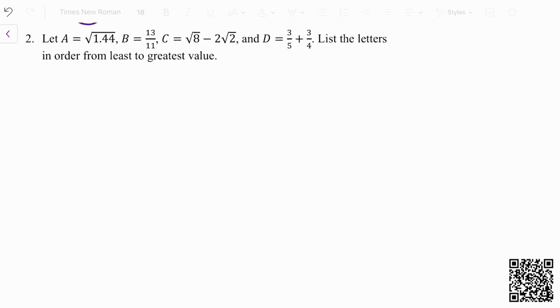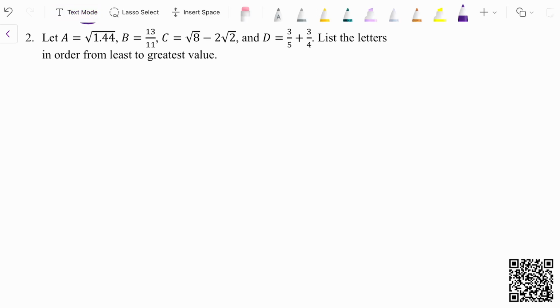Moving on to problem number 2. Let A be equivalent to this, B equivalent to this, C equivalent to this, and D equivalent to this. List the letters in order from least to greatest. So all of these, you just need to solve them one by one. This question is relatively straightforward. Since the square root of 144 is 12, likewise, the square root of 1.44 is 1.2.